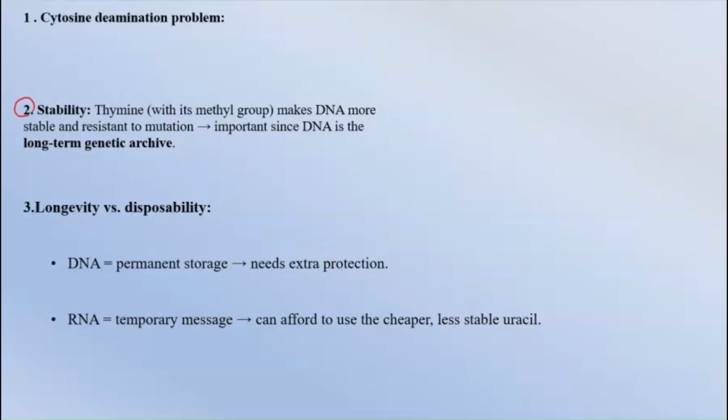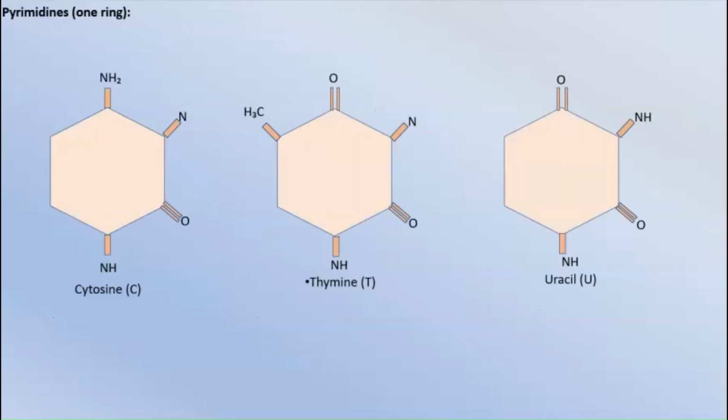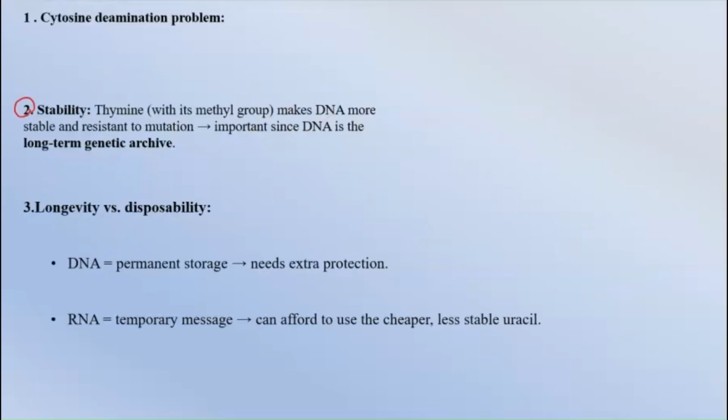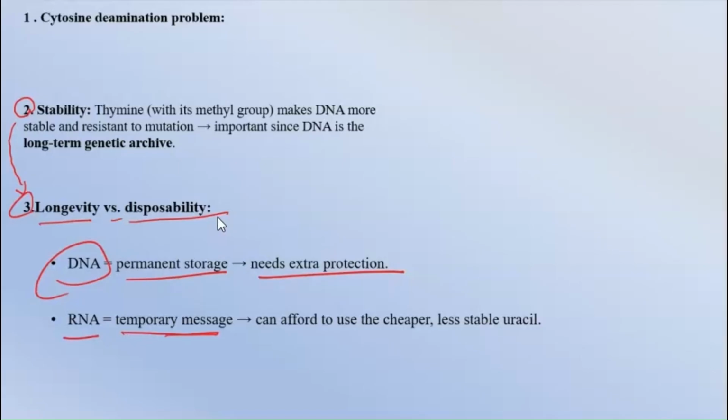Number two is stability. Why? Because thymine, remember, we said thymine has a methyl group, right? And what this methyl group does is it makes DNA more stable, it makes it more resistant to mutation, okay? Again, we said that DNA is the genetic blueprint of the cell, and therefore we have to protect it at all cost. And which explains really point number three, which is longevity versus disposability. DNA is a permanent storage, and therefore it needs extra protection. RNA, remember, it's a temporary copy, it's a temporary message, and therefore we use cheaper material to make it, okay? Like uracil, which in fact is more stable.